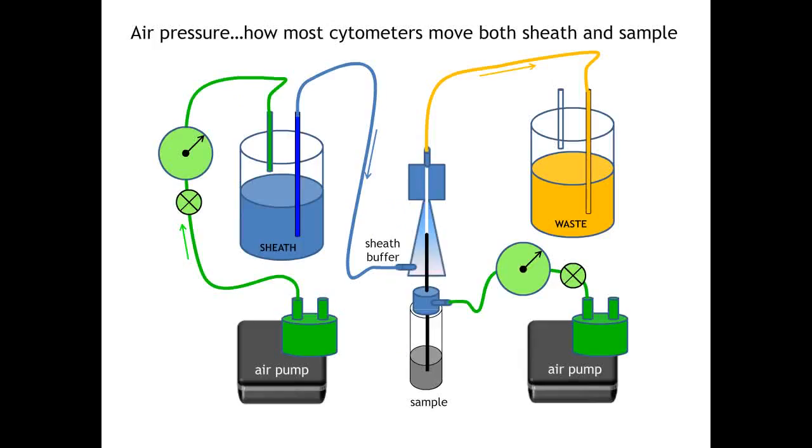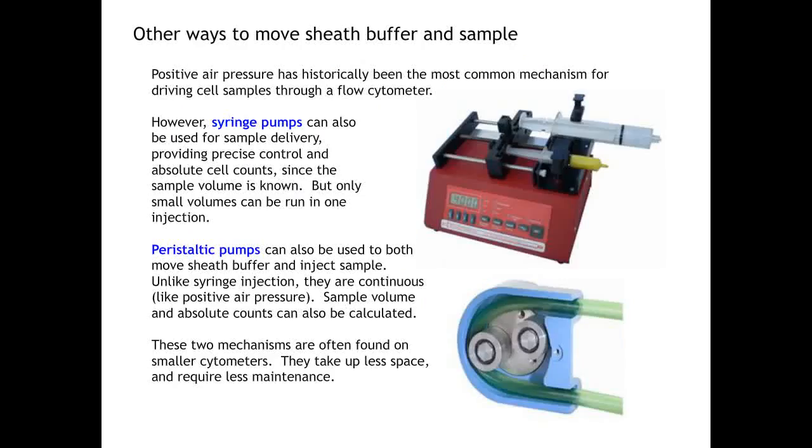And as I mentioned, most instruments use positive air pressure. They use a pressurized sheath tank and also a pressurized sample tube using air pumps to deliver both sheath and sample to the flow cell, and ultimately to allow the cells in that stream to be analyzed. However, there are other technologies out there that can deliver both sheath and sample.